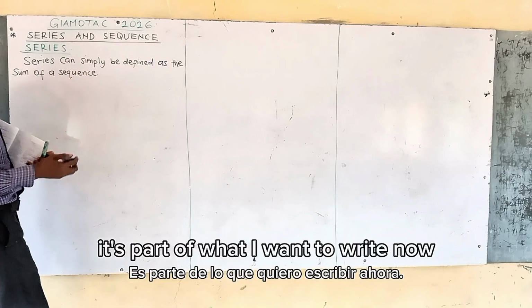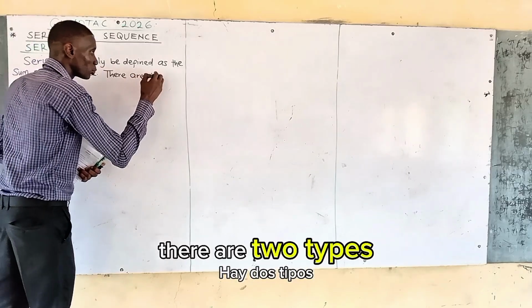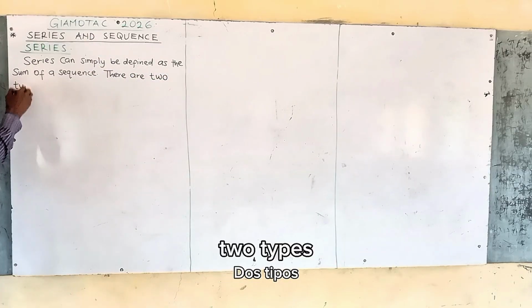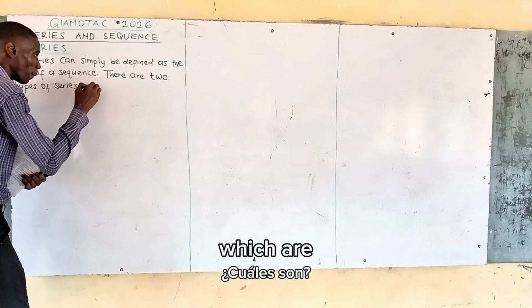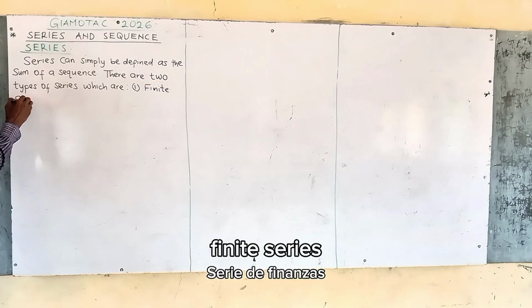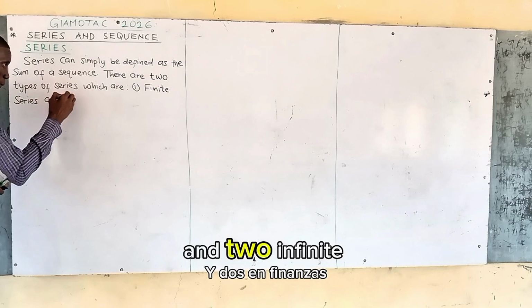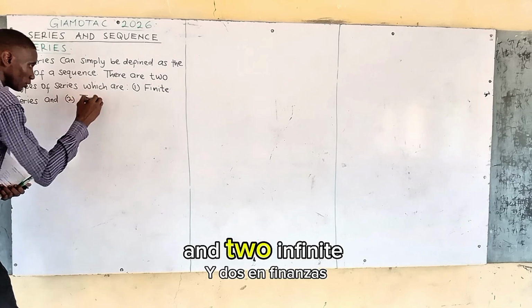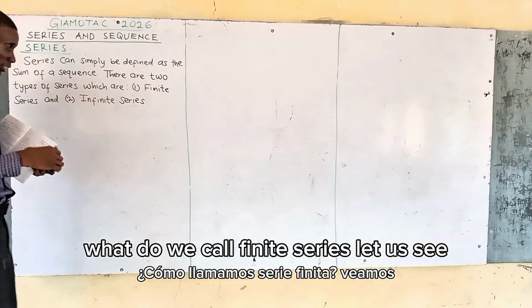It's part of what I want to write now. There are two types of series, which are one, finite series, and two, infinite series.